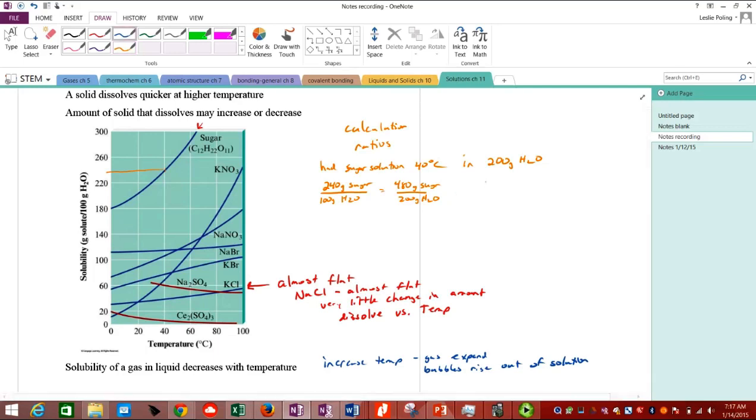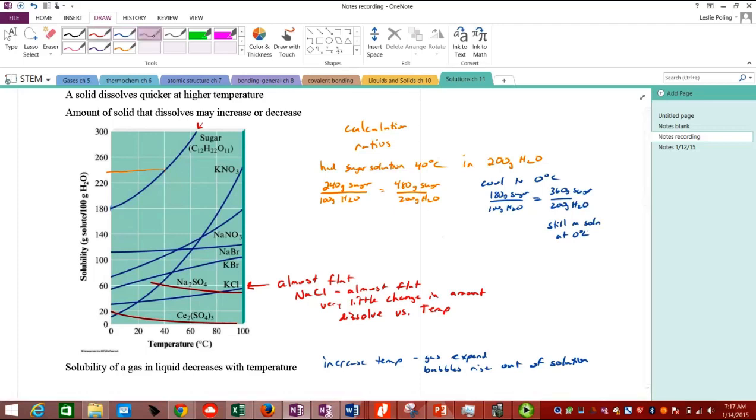So now, what happens if we cool it to 0 degrees Celsius? Well, here's 0 degrees Celsius, and we go up and we see 180 grams of sugar in 100 grams of water. So in 200 grams of water, we would have 360 grams of sugar. So that's what's still in solution at 0 degrees.